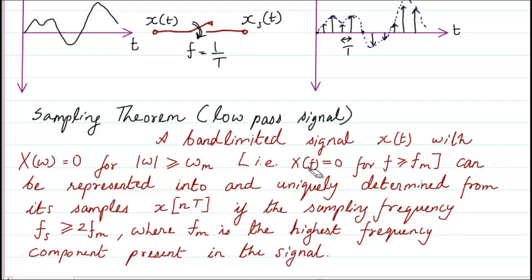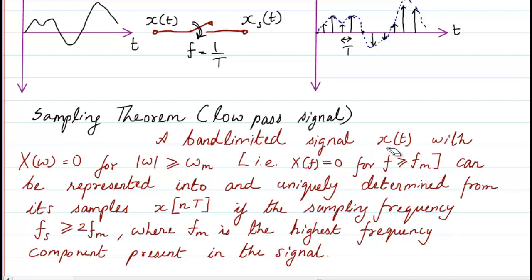or which can also be said in terms of frequency f as capital X of f equal to 0 for f greater than or equal to some maximum frequency fm. See, both of these are the same statement. The only thing is that omega is 2 pi f. So here I have taken out the 2 pi factor. That is the only difference. It means one and the same thing.